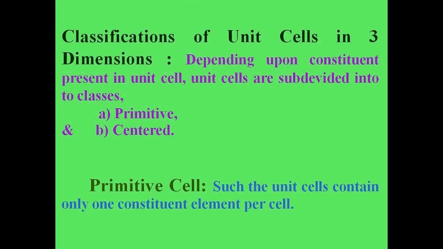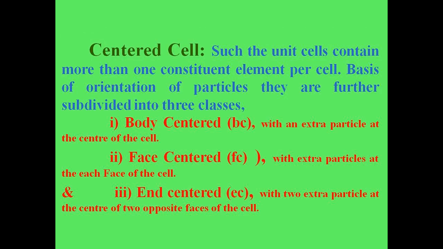According to the presence of constituents, unit cells are classified into two classes: A. Primitive unit cells and B. Centered unit cells. Primitive unit cells contain only one constituent element per cell. On the other hand, centered unit cells contain more than one constituent per cell.